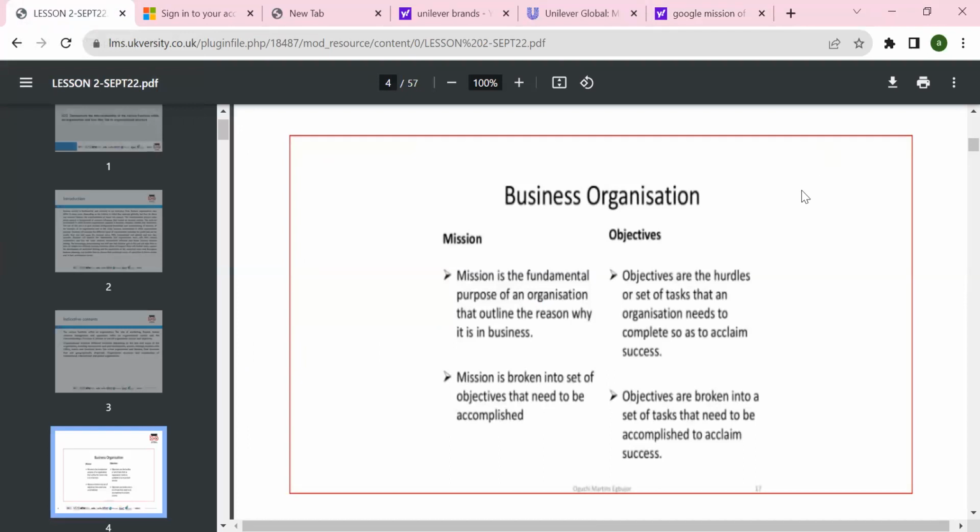Okay, so then mission is broken down into objectives that need to be accomplished. Objectives are the hurdles that the organization needs to achieve, and objectives are broken down into a set of tasks that need to be accomplished. So that's what we'll carry on looking at.